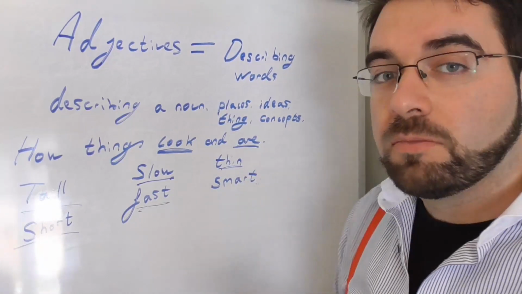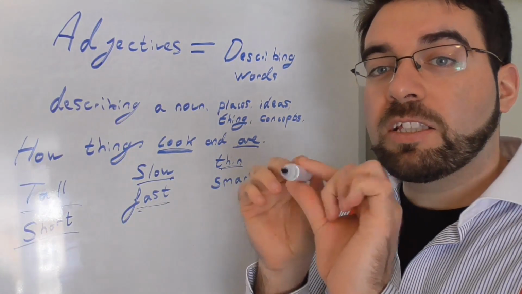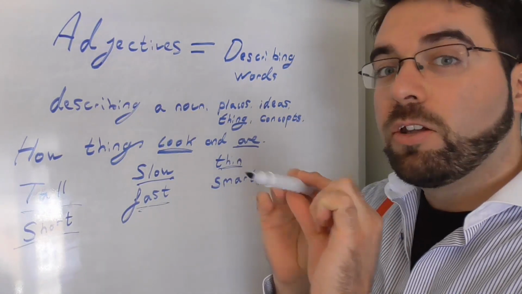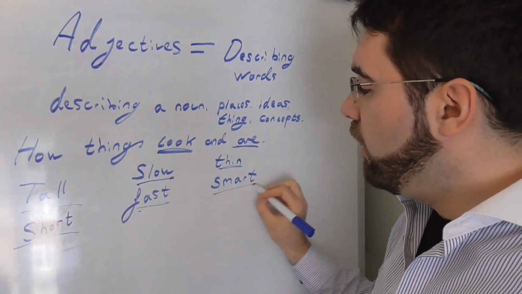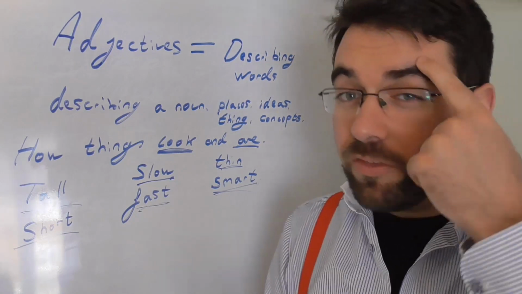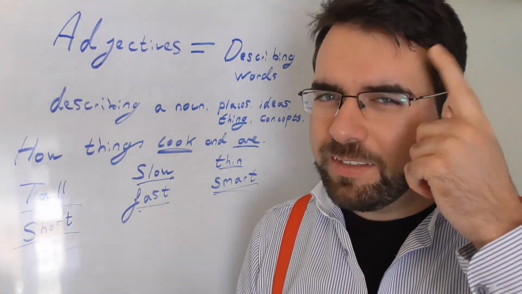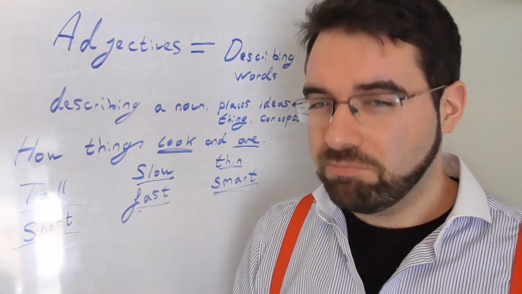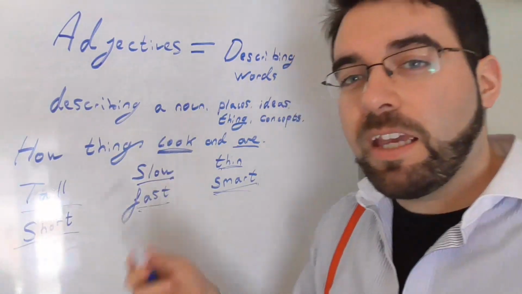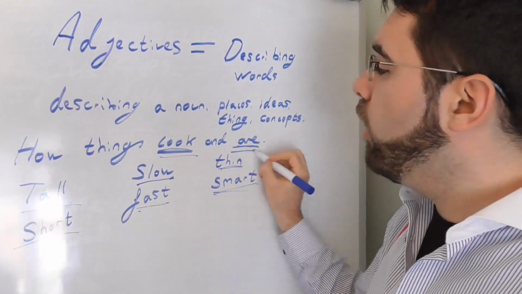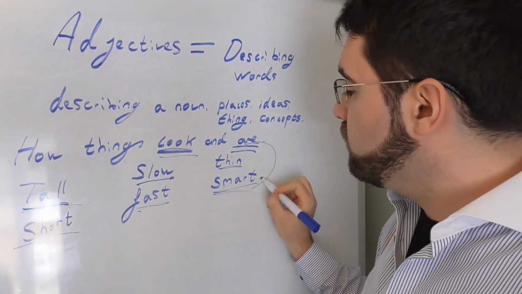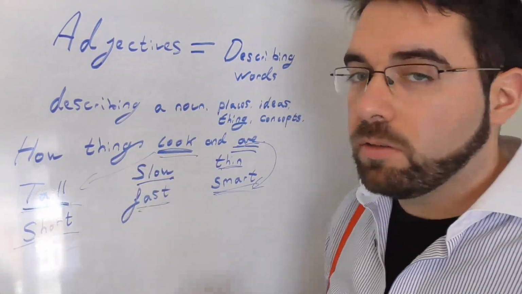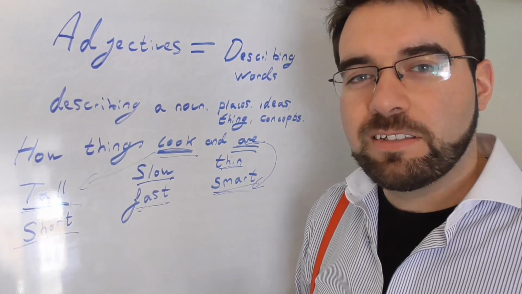Thin. My pen is quite thin and long. Or even smart. Smart, they know what they're talking about, they know what they're doing. He's a smart person, he's a smart cookie. So again, it's how things look or are. Someone can look tall and smart. They are smart, they look tall. How cool is that?